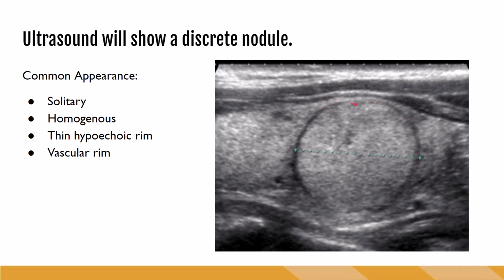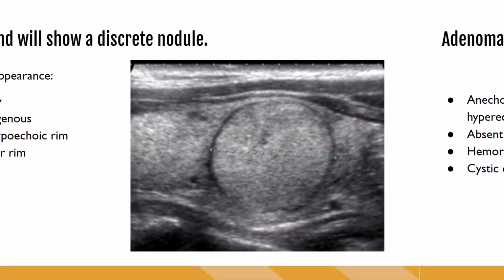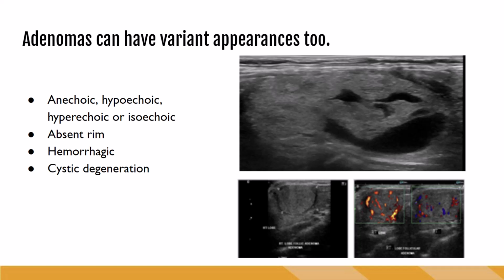We can see the thin hypoechoic rim around the outside of it. It's continuous all the way through, smooth borders, and if we were to put color on this, we might see a little bit of vascularity out there. But adenomas do have some variant appearances that can kind of change what we think about them. So here's an example of an adenoma that has some larger cystic spaces in it. Gotta love this picture because it looks like it has a little face in it.